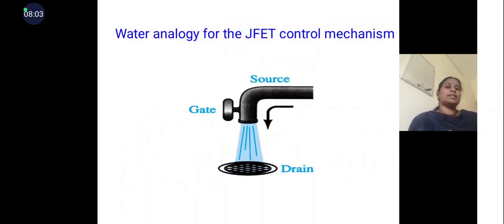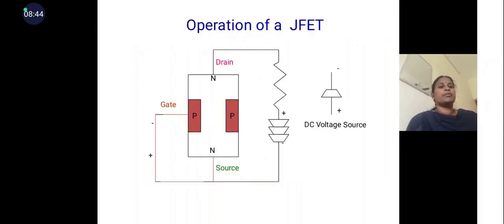And we can compare the JFET with a water analogy. From this diagram we can see that if the gate is fully open, the water can flow from source to drain. If we control the gate, that is if we are closing the gate, the water flow from source to drain will be reducing, isn't it? If the gate is fully closed, then there will not be any water flow from source to drain. The same way we can explain the JFET operation.